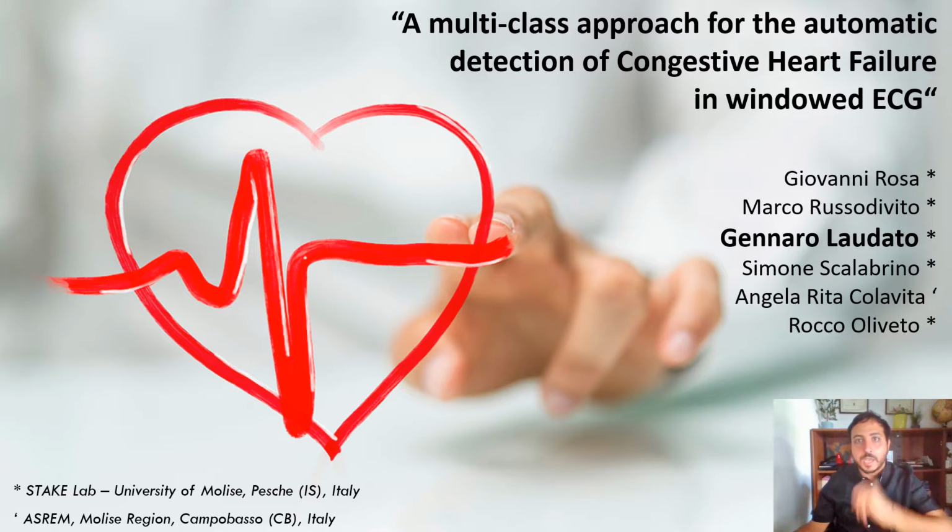Hi everyone, I'm Gennaro Laudato and I'm presenting this work on behalf of the research group composed of the STATE Lab from the University of Molise, Italy, where I belong, and the Regional Sanitary Company of Molise.